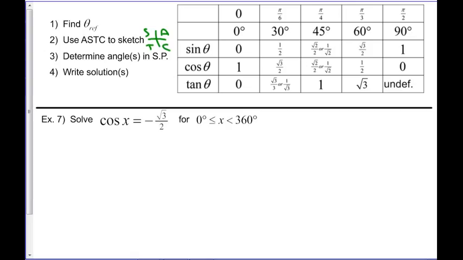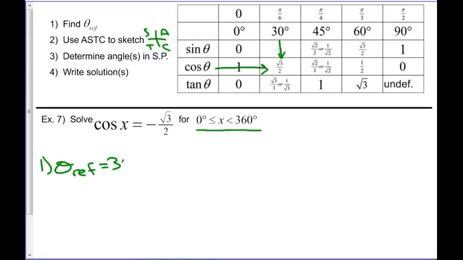Over here we've got cos x equals negative root 3 over 2. And we know that it's in the first revolution because it says from 0 to 360. That also tells us that we're dealing in degrees. So here's what I do. I look for a cosine of root 3 over 2 in my table. Or maybe with the hand trick, or maybe with the unit circle, depending on your preferred method. Either way, I figure this out. The reference angle is 30.